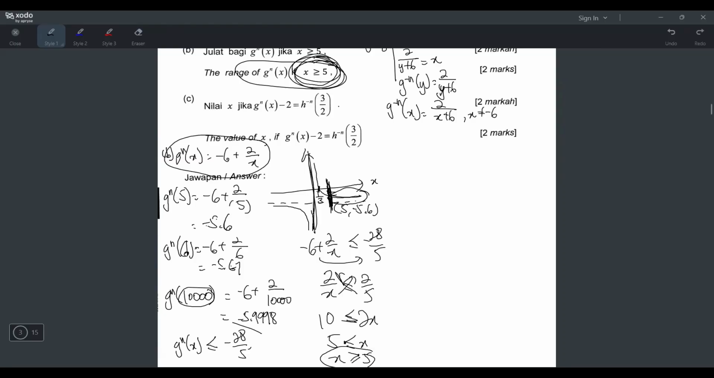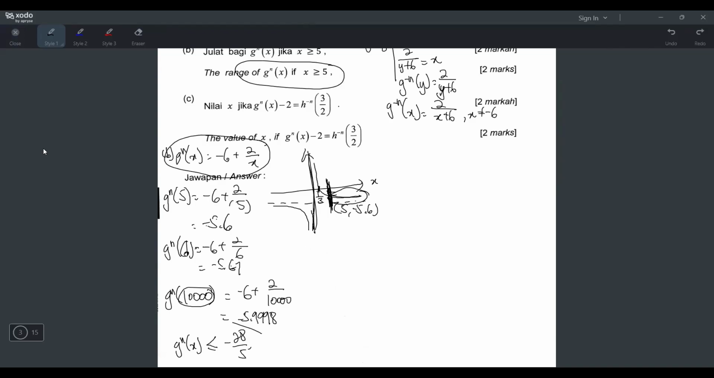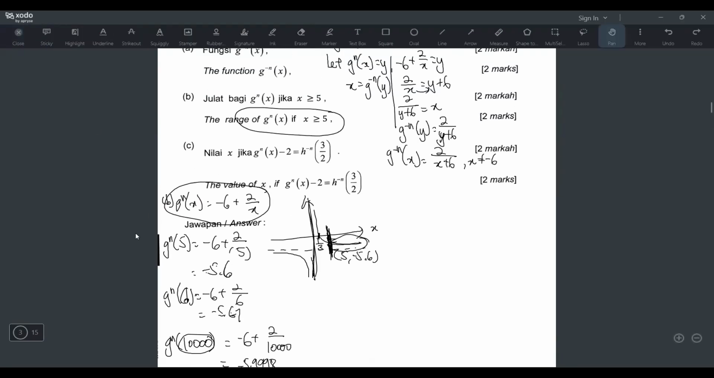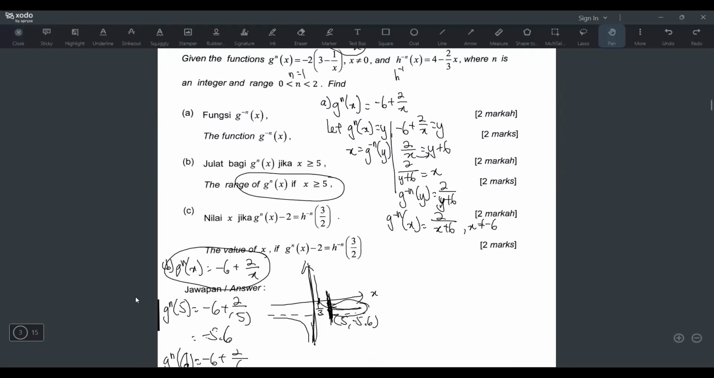Okay, that's why I will stick to my working and say this is the answer. But of course you don't have to show all this. This one I just do it to explain. I just want to make you understand. That's why I'm telling you this. You don't have to write this in the exam. Okay. All right. So I'll just leave it at that. Okay. So hope you understand my working.